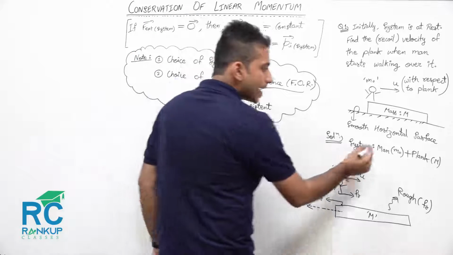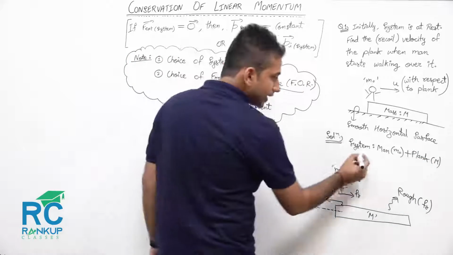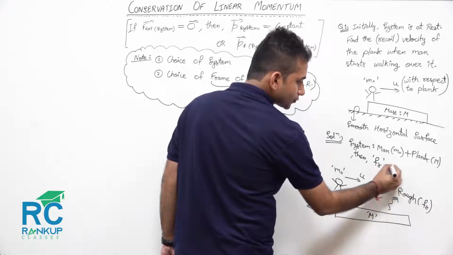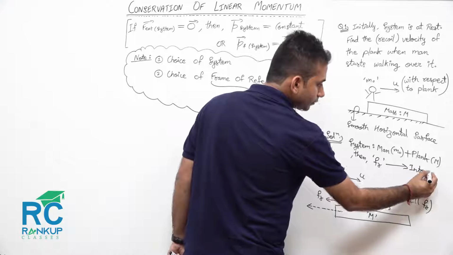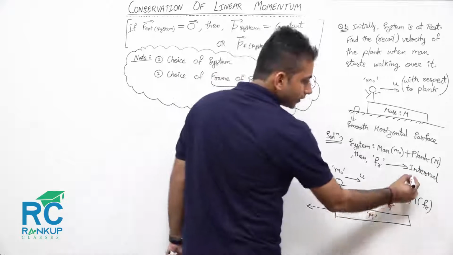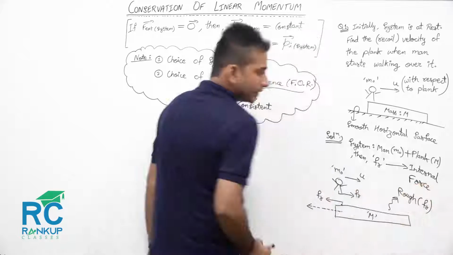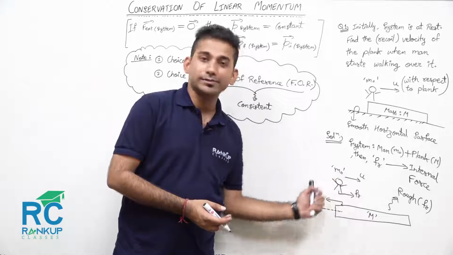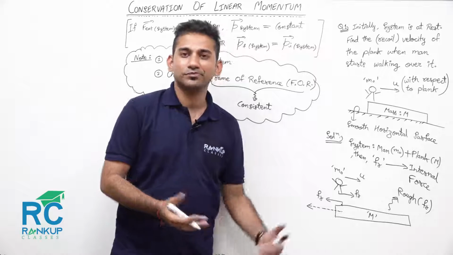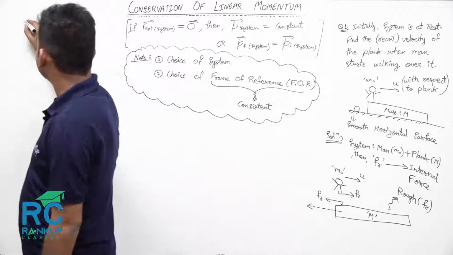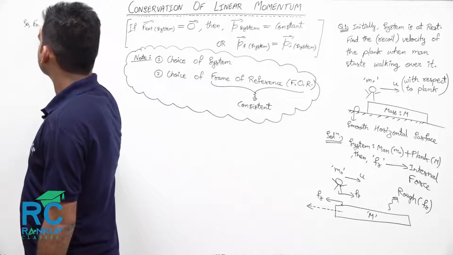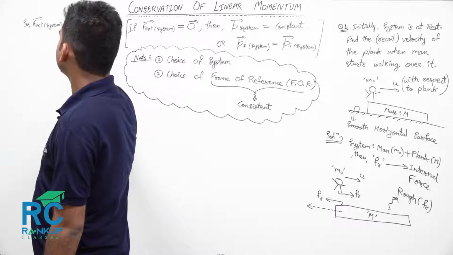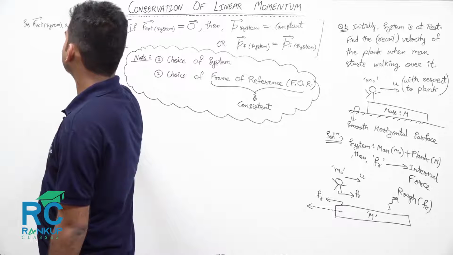Fine. But yes, if we take man plus plank as a system, then in that case the friction force coming into the picture will become an internal force. So what is the external force acting on the man plus plank system in the horizontal direction? There is nothing. Which means the external force acting on the system in the horizontal direction is 0. There is no external force acting on the system.